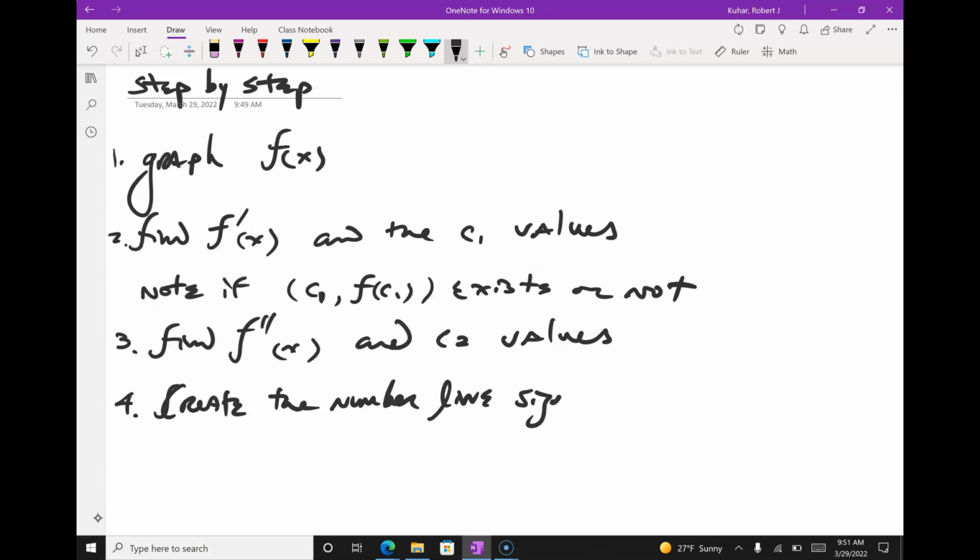You probably already went over this. I'm so sorry. What is C1 and C2? Well, the 1 is referring to the first derivative, and the 2 is referring to the second derivative. Yeah. Create the number line sign table using the critical values. I want to say C2 values instead of saying the critical values from the second derivative. That's why I'm shortening, right? Using the C2 values.